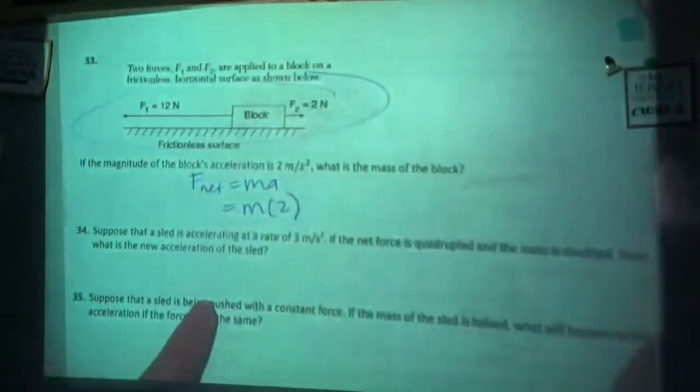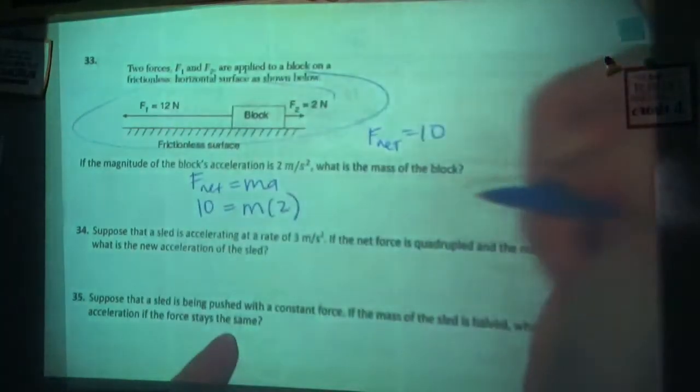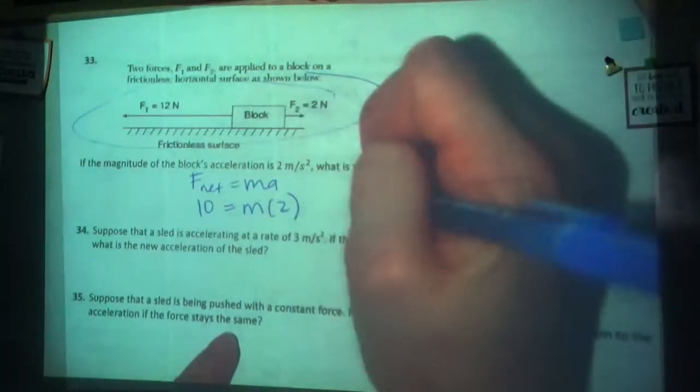We've got two forces, and we have acceleration, and we're looking for mass. Well, we can use F net equals ma. I just said that the acceleration was 2. You're looking for mass. Now you just need to find the net force. 12 to the left and 2 to the right would give me a net force of 10. And now you just plug in 10 equals m times 2, divide the 2 over, your mass must be 5 kilograms.